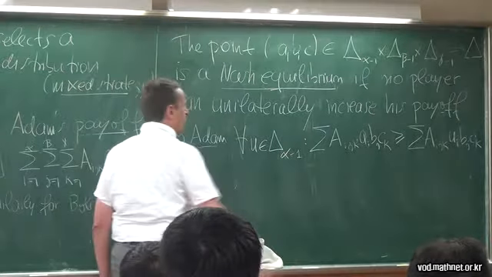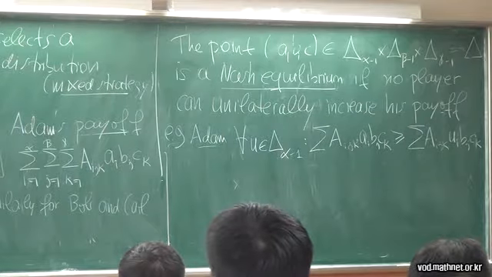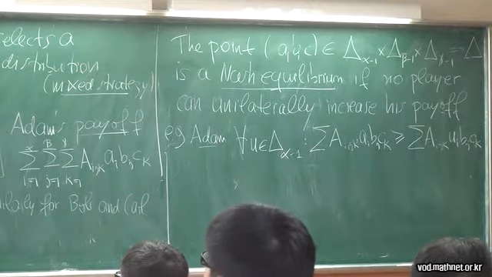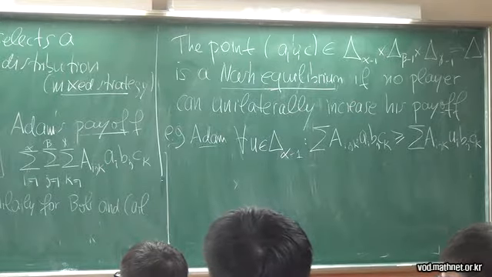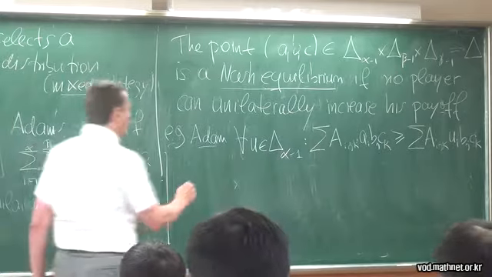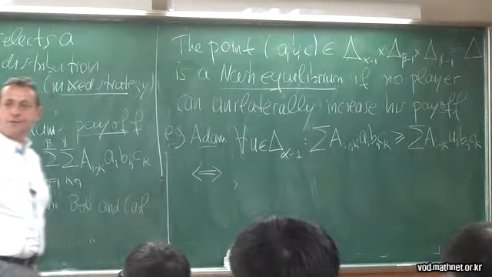And then the same for Bob and Carl. So this is the formula. It's a quantified formula that characterizes Nash equilibria. For all u for Adam, this is the case, and for all u for Bob, and for all u for Carl. Now, let me rewrite this a little bit. Please interrupt me. Is this clear so far?